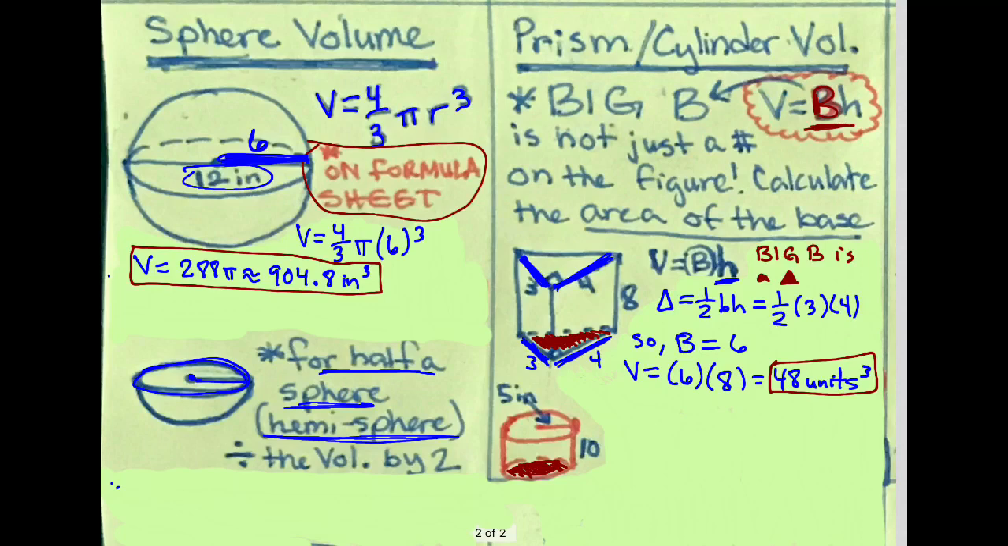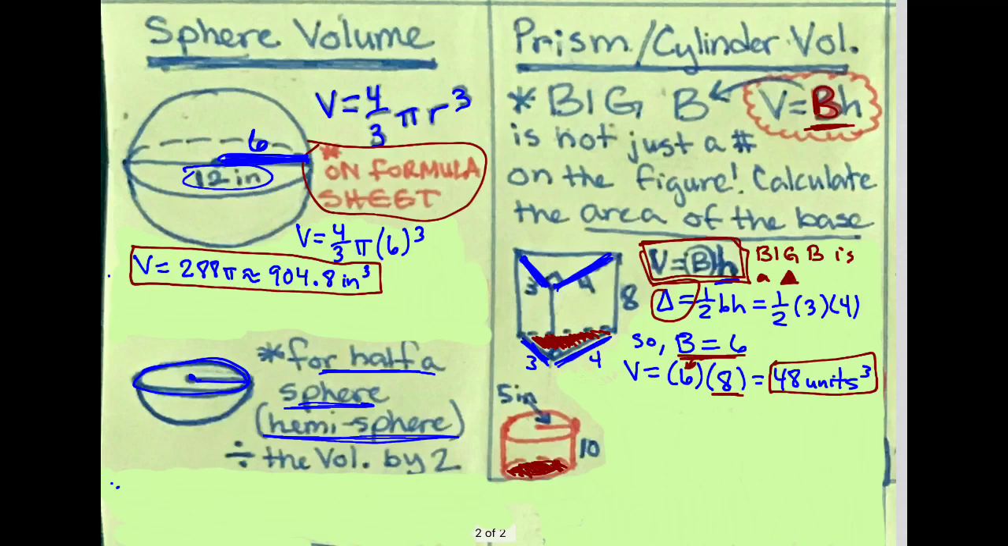So make sure you identify what your big B shape is. Find the area of that shape. After you find the area of that shape, that becomes your big B, and that's what you put in the formula as your big B, and then you just multiply it by the height. So this little baby formula right here, for the volume of a prism, is the only one not on your formula sheet.